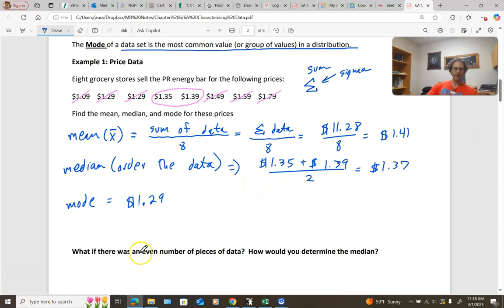All right, and we already addressed this question here. What if there were an even number of pieces of data? How would you determine the median? Well, you take the two middle values and you average them.